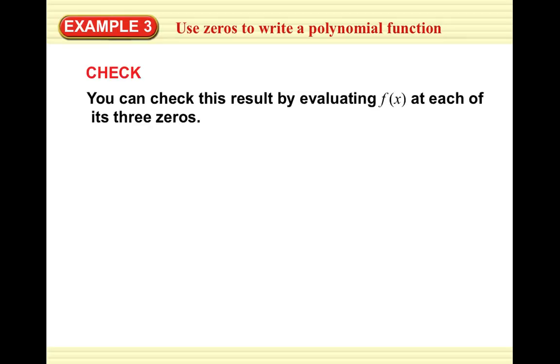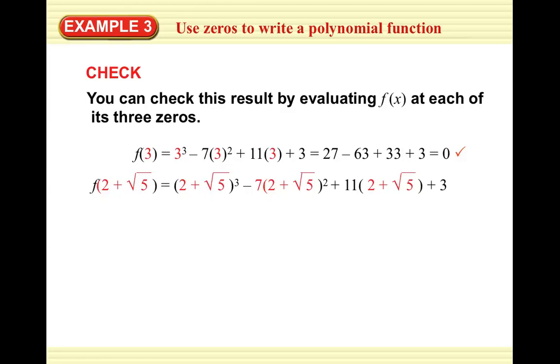All right, so let's check our answer. And we can check this by seeing if the zeros are true. So plug in 3. That was one of our possible zeros. And we get yes, it's equal to 0. And then you can plug in 2 plus the square root of 5. Factor it all out, and yes, it does equal 0.